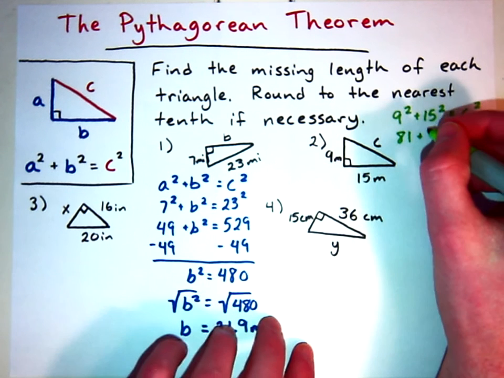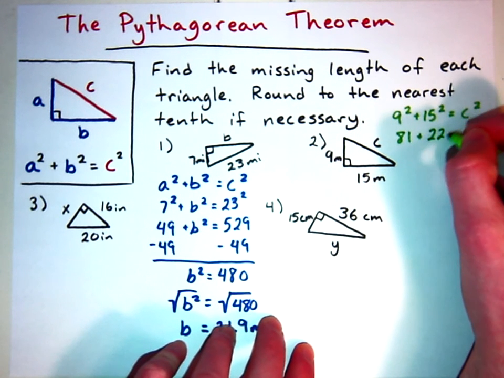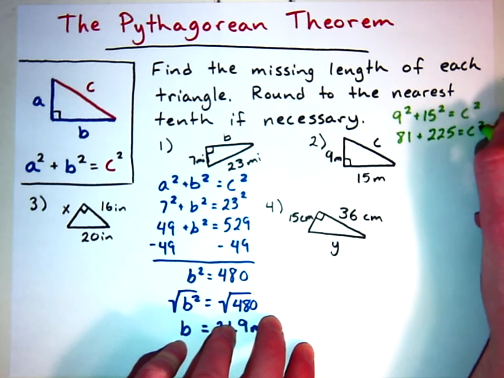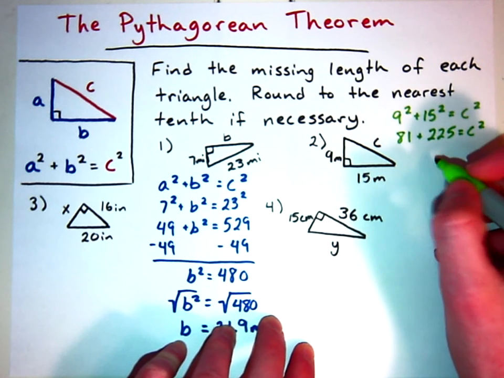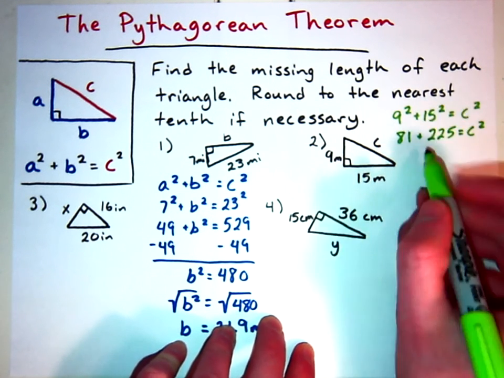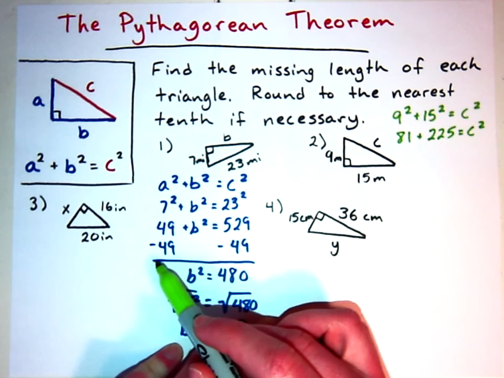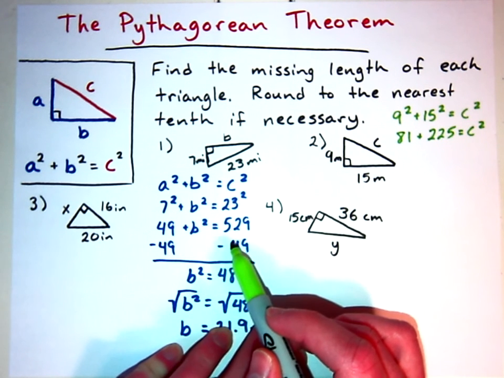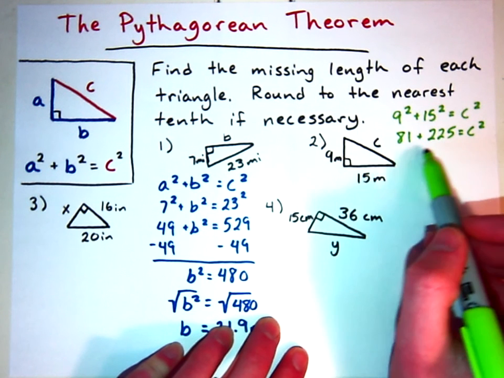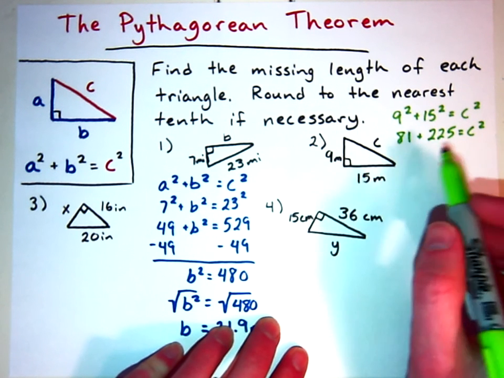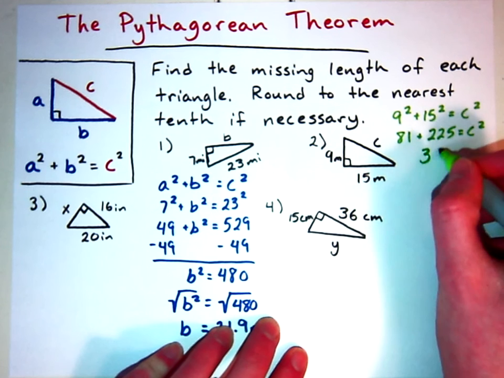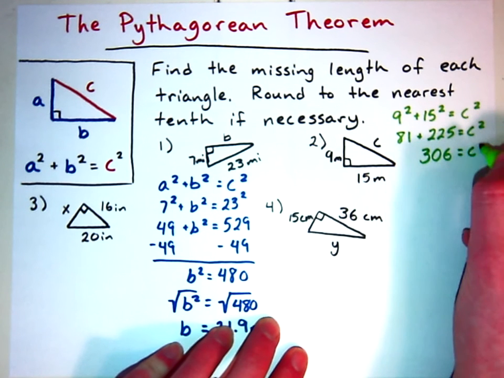I've got 225. That equals c squared, okay? Then I needed to add those together. Since these are on the same side, remember this one, we subtracted 49 from both sides. This one is different because they are on the same side of the equation, which means I just add them together. That gets us to 306 equals c squared, okay?